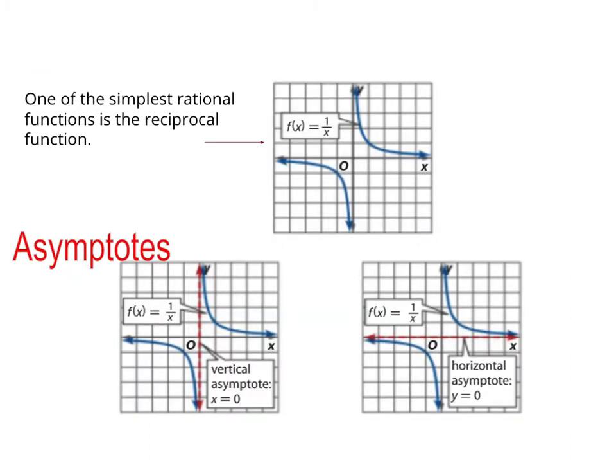One of the simplest rational functions is the reciprocal function, which is graphed here. You'll notice that this has a break in the domain at x equals 0. This red line represents a vertical asymptote. You'll also notice that the same function is approaching the line y equals 0 on its end behavior. This red dotted line is representing a horizontal asymptote.